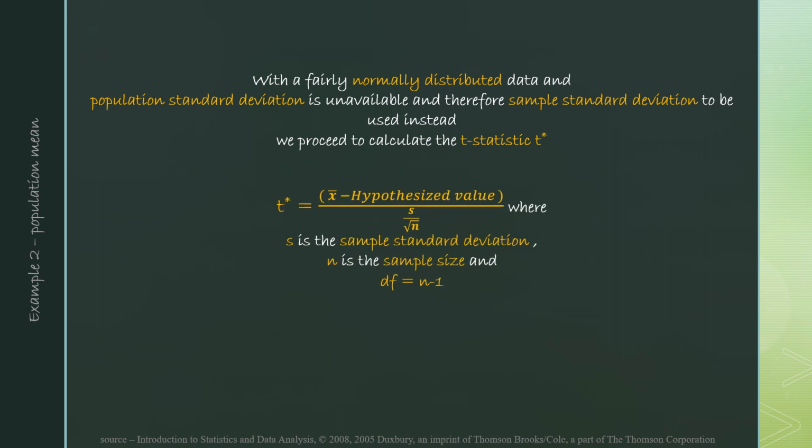T star equals x bar minus hypothesized value divided by s divided by square root of n, where s is the sample standard deviation, n is the sample size, and df is the degrees of freedom, which equals n minus 1. T star equals 116.8 minus 120 divided by 9.45 divided by square root of 10, which equals minus 1.07.